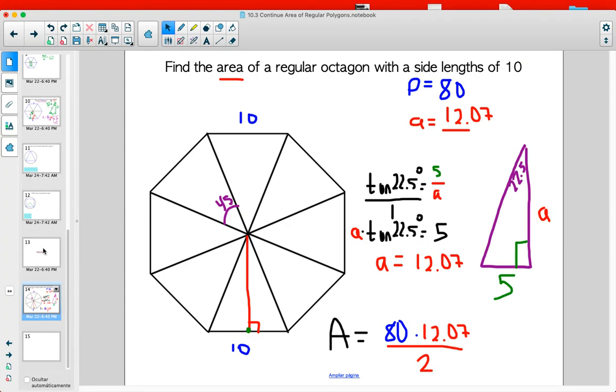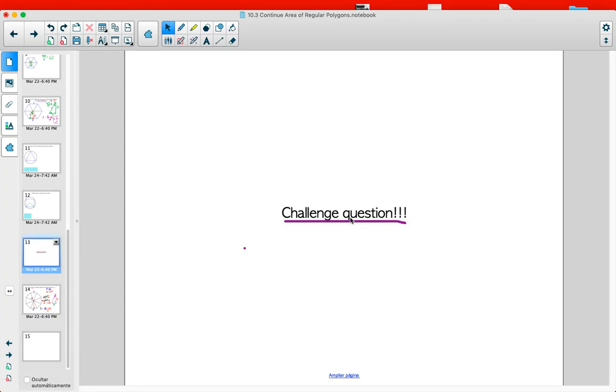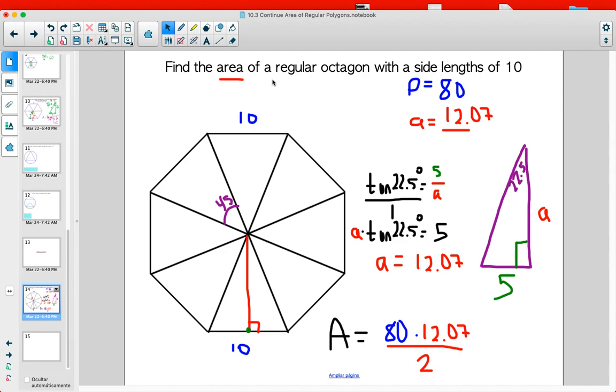Okay, so again, this was a challenging question. So now you kind of have an idea more of how to do those questions that do not give you the apothem or the perimeter right away. You have to do a little bit of work.